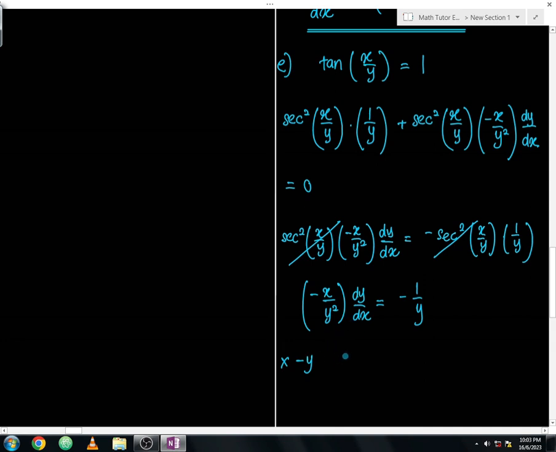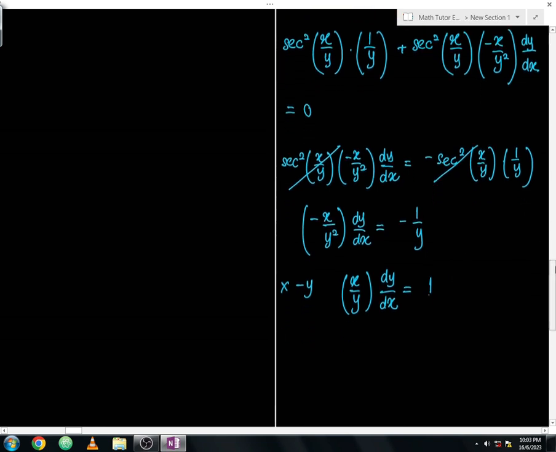So it will be positive x over y, dy over dx, equals 1. So x over y times dy over dx is equal to 1. From here dy over dx will be equal to 1 divided by x over y. Since this is a fraction, we flip the numerator and denominator. So you get dy over dx equals y over x. So this is your answer. Let me underline the solution.